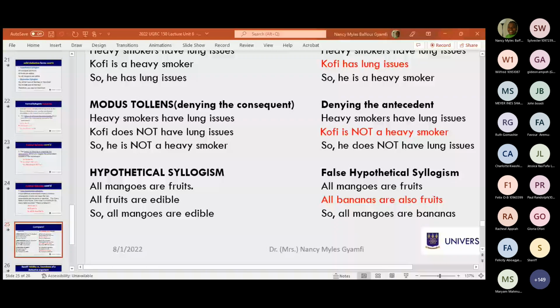All mammals grow. Very good. All mammals grow. Right.